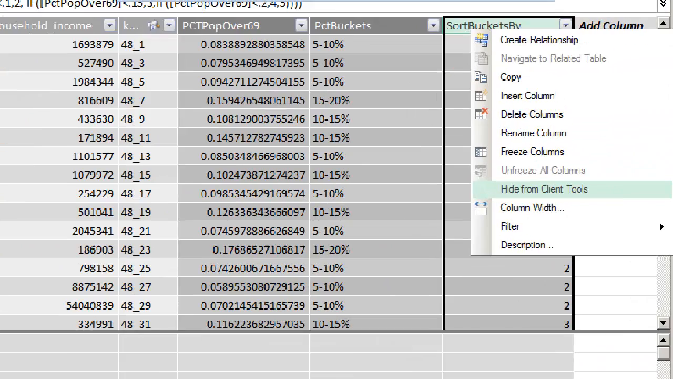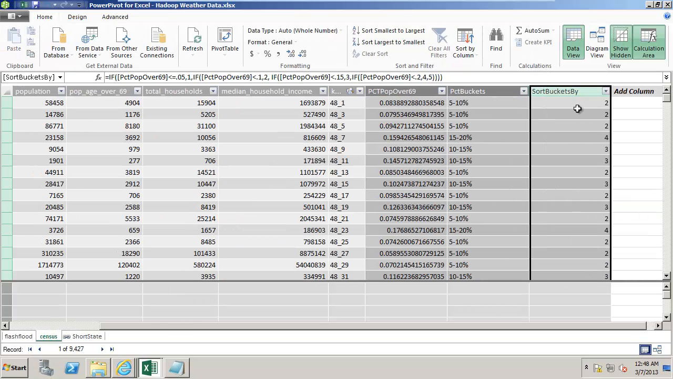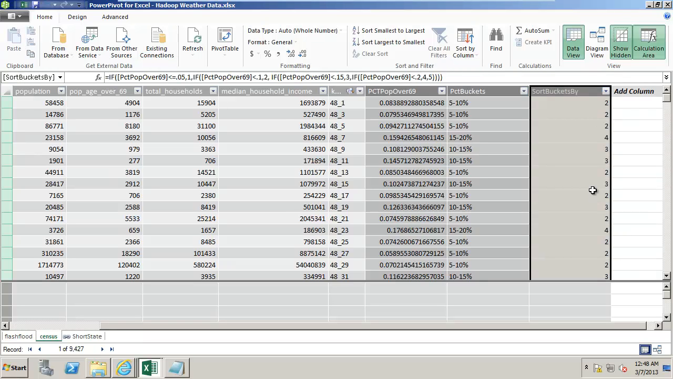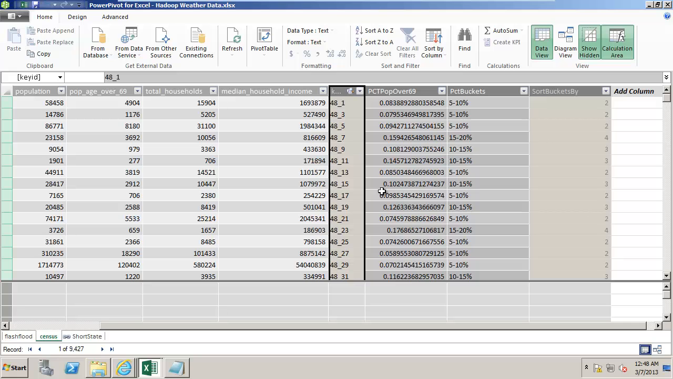Now, although it may be meaningful to us as a business intelligence developer, it may not be very meaningful to the individual who is consuming the report. So in some cases you may want to hide data from the client tools. That would hide that particular column from PowerView.